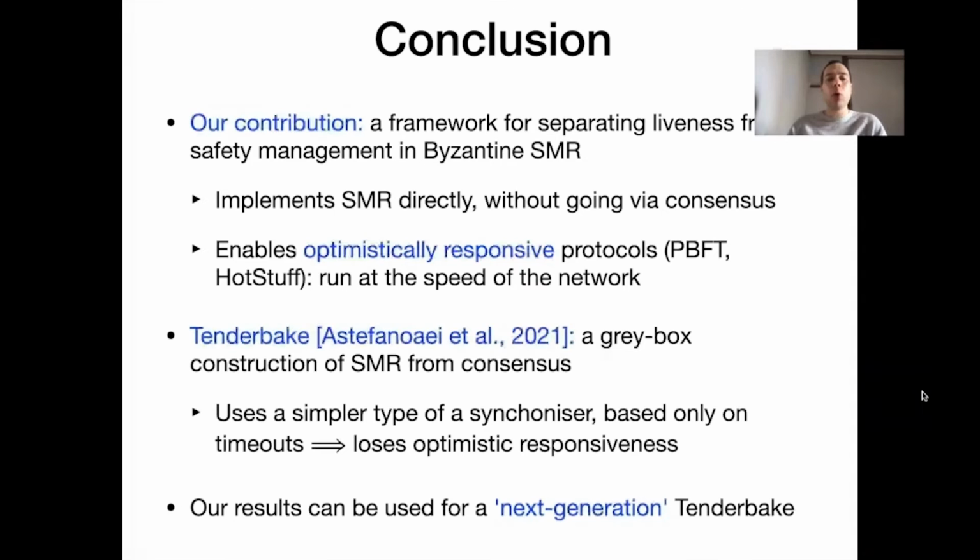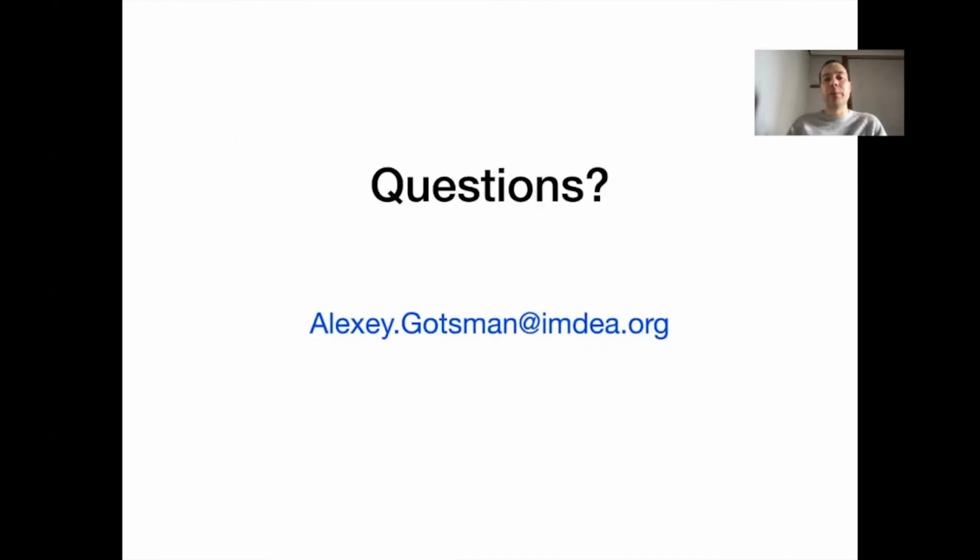These are protocols that run at the speed of the network, so the protocol can proceed as soon as it gets enough messages, for example, a supermajority, without waiting conservatively for any timeouts. Whereas Tenderbake uses a simpler type of synchronizer based only on timeouts, so it doesn't use anything like our wish messages, and because of this, it loses optimistic responsiveness. And so we hope that in the future, our results can be used for a next generation, better version of Tenderbake. And so that's the end of my presentation, and I'm happy to take questions.